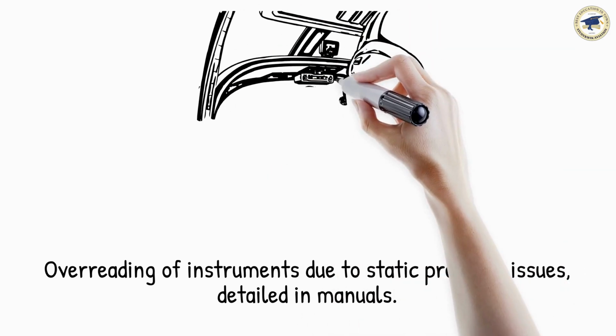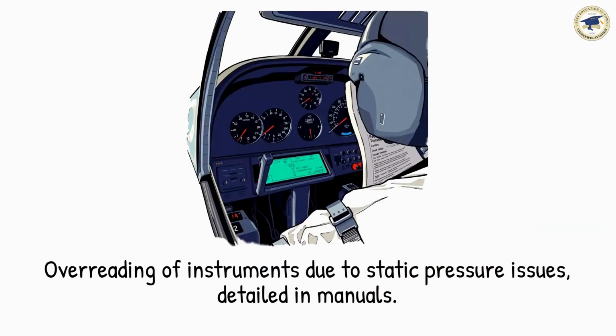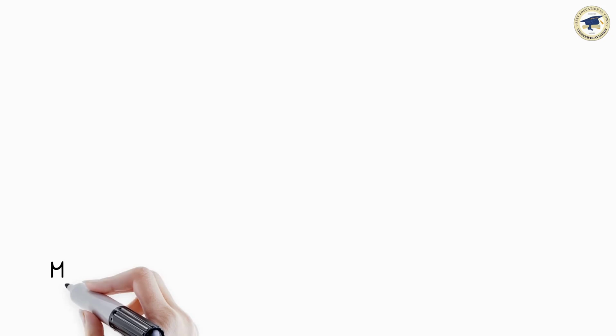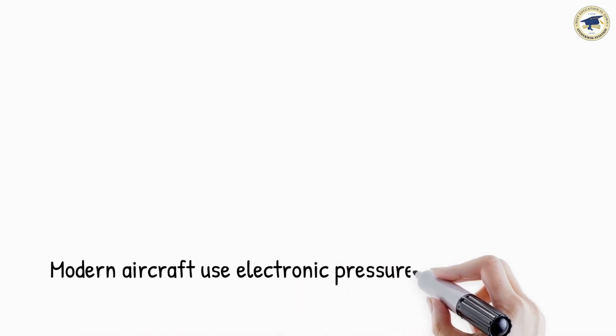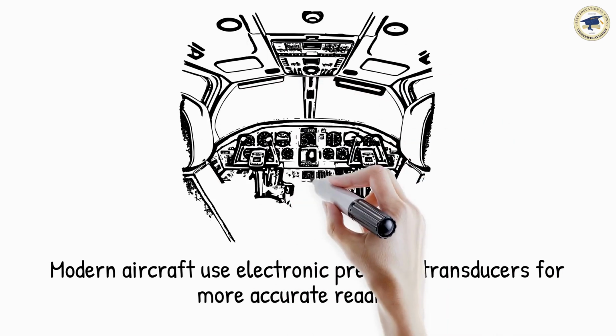Older or basic aircraft transmit pitot-static pressure through pipelines to the instruments. In modern aircraft, the information is transmitted electronically via pressure transducers, improving accuracy.